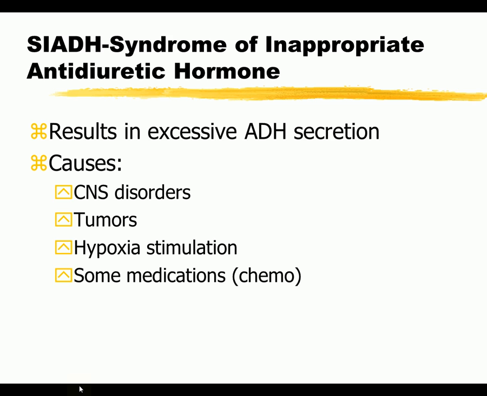SIADH is the syndrome of inappropriate antidiuretic hormone. Now we have excessive ADH secretion, whereas we didn't have enough ADH, now we have too much ADH. So it can be caused by different things. The big thing's tumors because we're over-secreting, but it can be caused by other things as well.